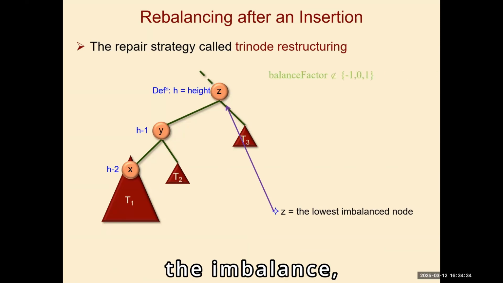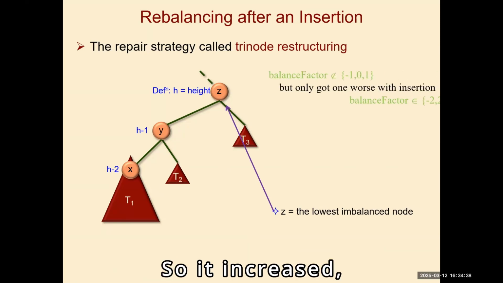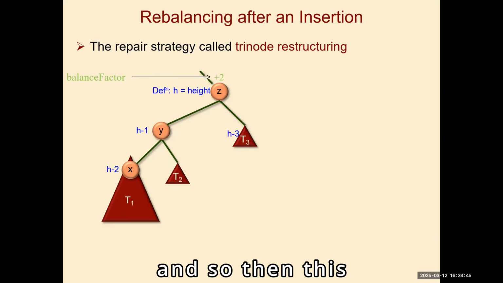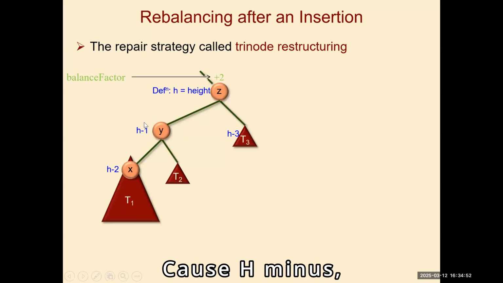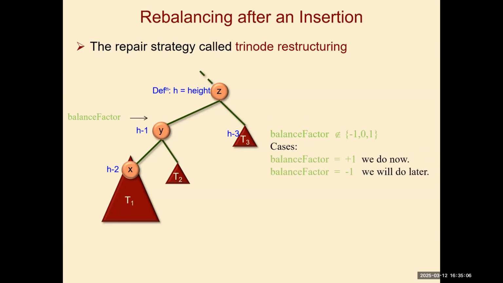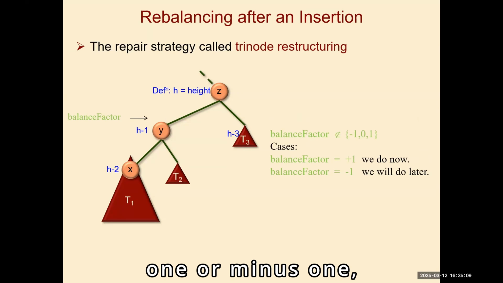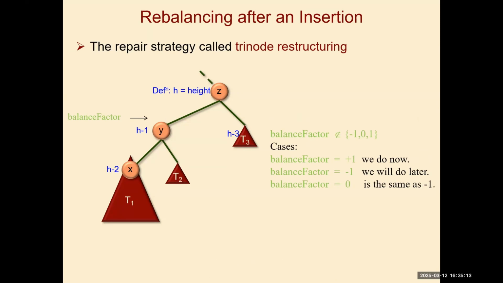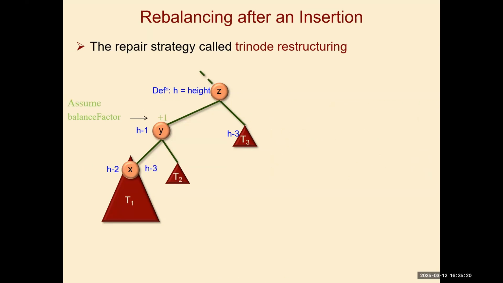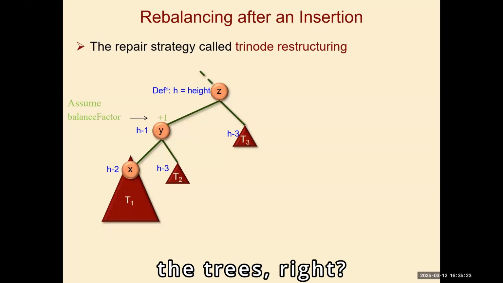And this has the imbalance, right? So it increased, so it's going to be a balance of 2, right? So that's going to have a balance of 2, and so then this guy's going to have h minus 3 height, right? Because we want h minus 1 minus h minus 3 to be 2, right? And the balance factor here, well, it could be 1 or minus 1, or 0. So we're going to pretend it has 1 now. So that gives you the height of all the trees, right?